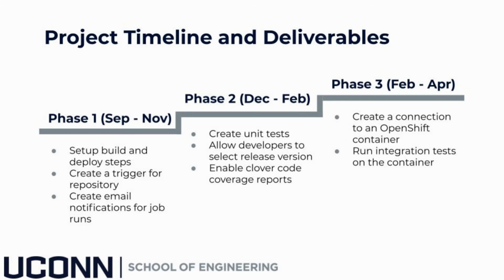In our latest phase of the project, we set up an OpenShift container and ran a build within the container. Once the build completed, Bamboo would run an integration test within that container. A successful integration test within the container would determine if the pipeline in Bamboo fails or continues. Next, we'll look at a demonstration of the pipeline.